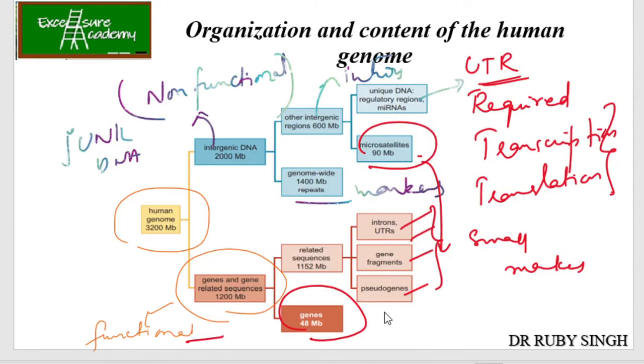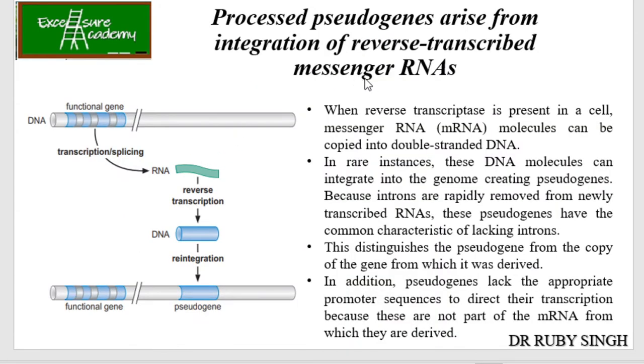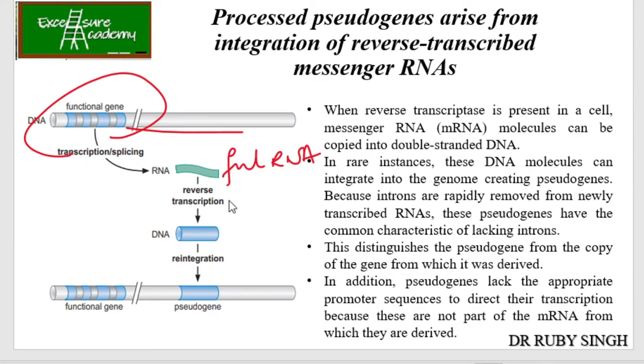Now, let's talk about the pseudogenes. So just now we talked about the pseudogenes. Let's also understand where these pseudogenes are coming from. So the processed pseudogenes arise from the integration of reverse transcribed messenger RNA. So you have got your DNA, you have got your functional genes. So you can see that in between certain introns are present. So after the RNA splices, you get the functional RNA, correct? Now this RNA gets reverse transcribed with the help of RT. What is RT? Reverse transcriptase. Then it becomes your cDNA actually.